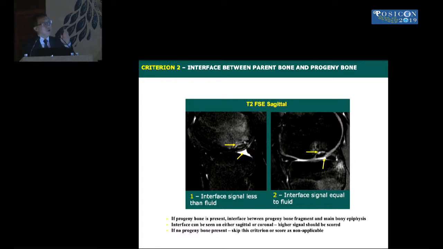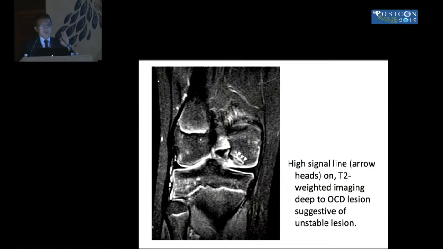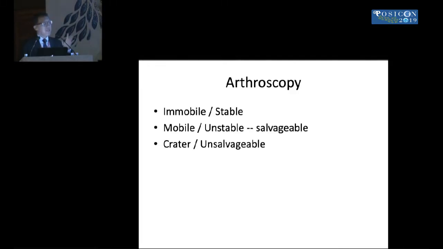That's why you always do fat suppression T2. That's a must. That's the minimum you must always do. And then this is a patient of Dr. Ganley's, which shows you that if you get fluid and a high signal line, that shows you an unstable lesion. And then arthroscopy is very important to assess what you have seen on MRI.